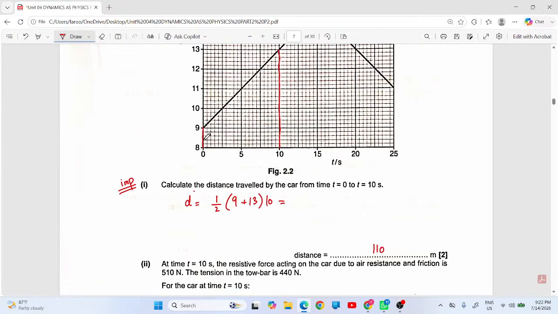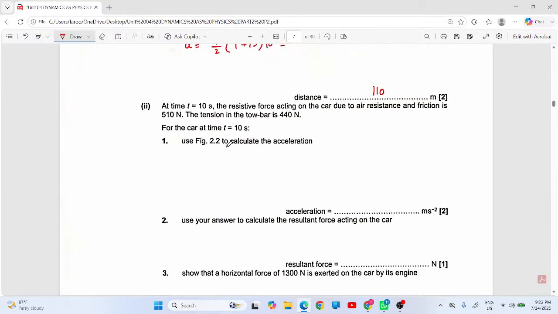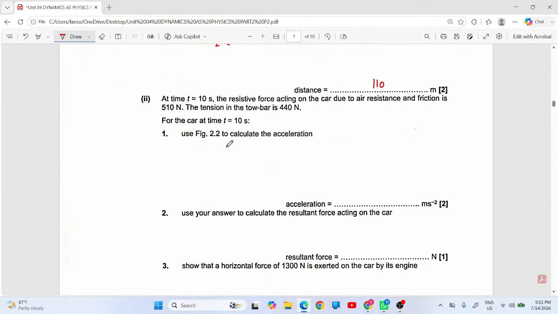You don't have to take the length here; you have to see what the initial and final are. Next is: at time t equals 10 seconds, the resistive force acting on the car, the air resistance and friction, is 510. The tension in the tow bar is 440. The friction is 510 at 10 seconds. For the car at 10 seconds, calculate the acceleration.